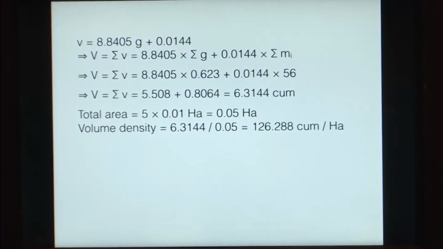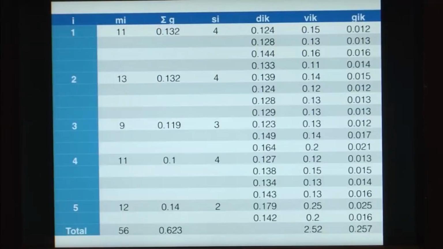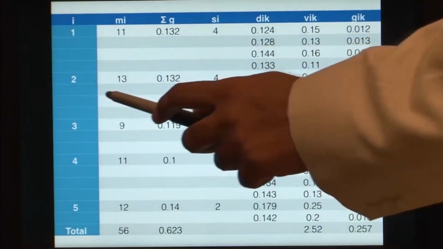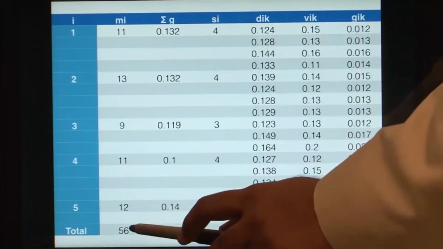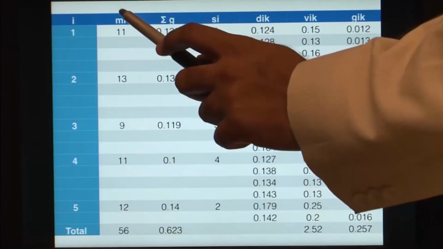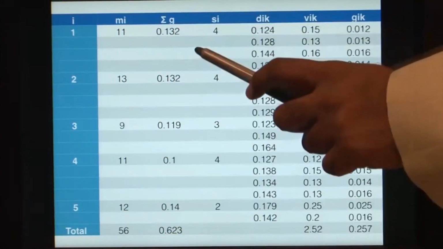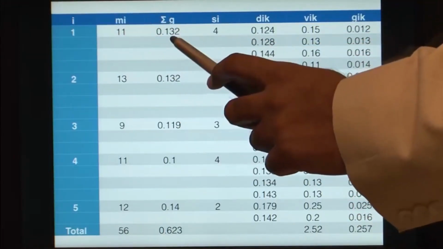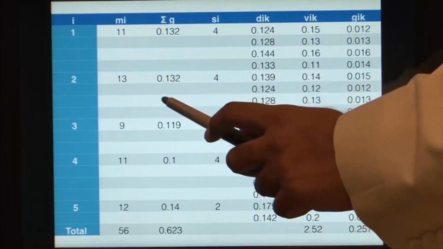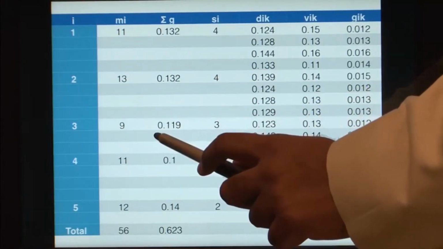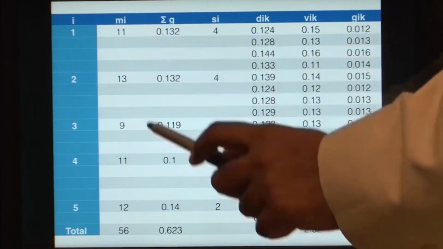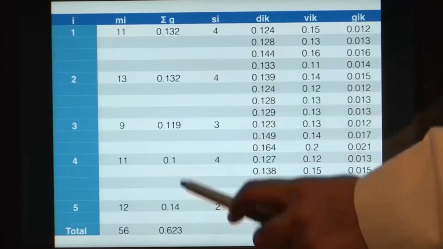Now, if we look back at the question, here we were given the number of trees. In the first sample plot we have 11 trees, in the second sample plot we have 13 trees, and so on. So, we can find out the total number of trees by adding up all these trees. Similarly, we are given that for these 11 trees the total basal area is 0.132, for these 13 trees it is again 0.132, for these 9 trees it is 0.119. So, if we compute the total basal area for all of these trees, we will get it by the sum of these values.